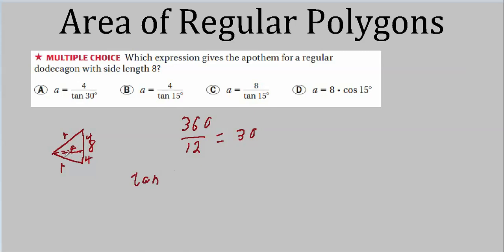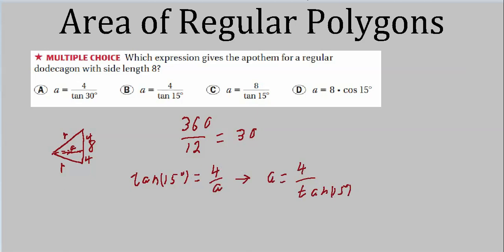We want half of that, because this is the right triangle, not the whole thing. So the tangent of 15 degrees equals opposite 4 over A. Or we can multiply through by A, divide through by the tangent of 15. A equals 4 over tangent of 15 degrees.